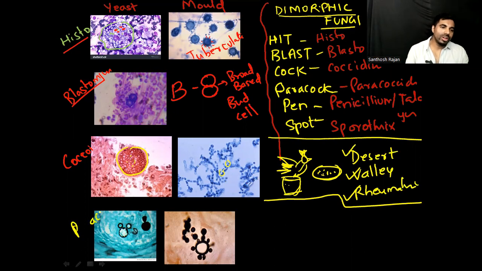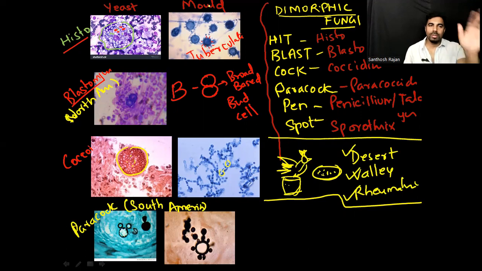This is Paracoccidioides. One more thing to remember: Blastomycosis is called North American blastomycosis. Paracoccidioidomycosis we call South American blastomycosis. How to remember? South America, North America: in North America there is blast.